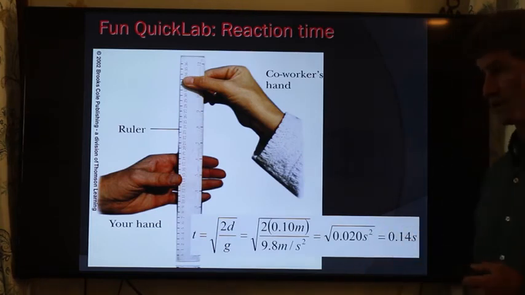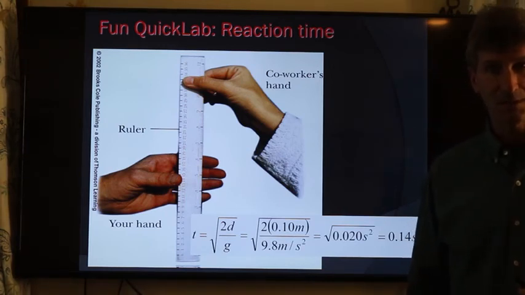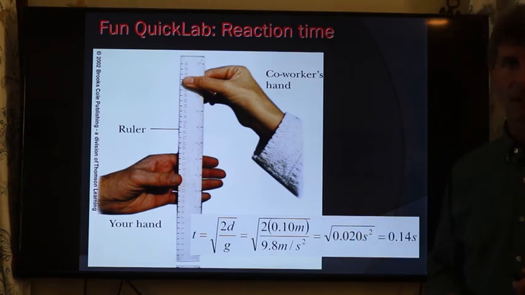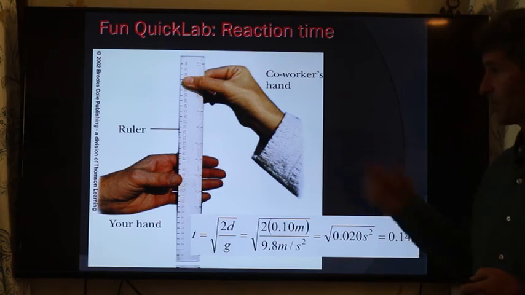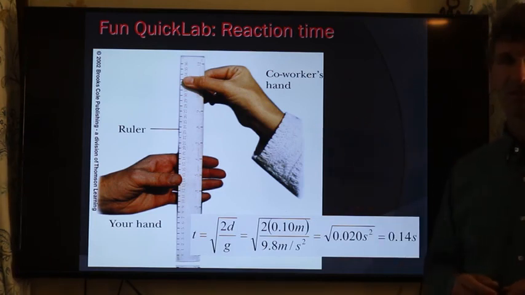That's a reaction time of 14 hundredths, or 0.14 seconds. Most people have a reaction time of about 1/10 of a second. So again, want to test your reaction time? Be honest about this. This is an easy way to do that.